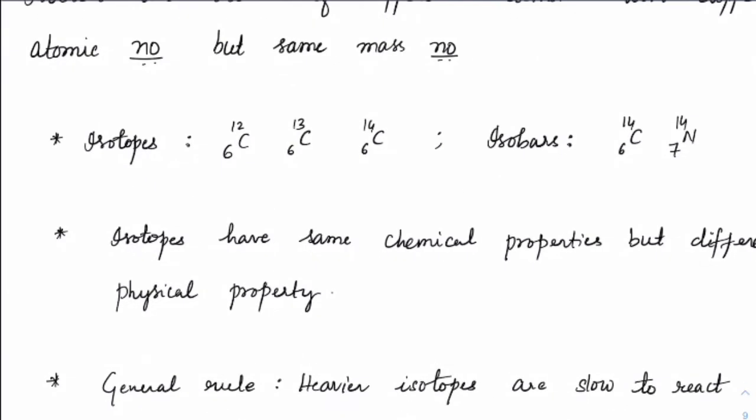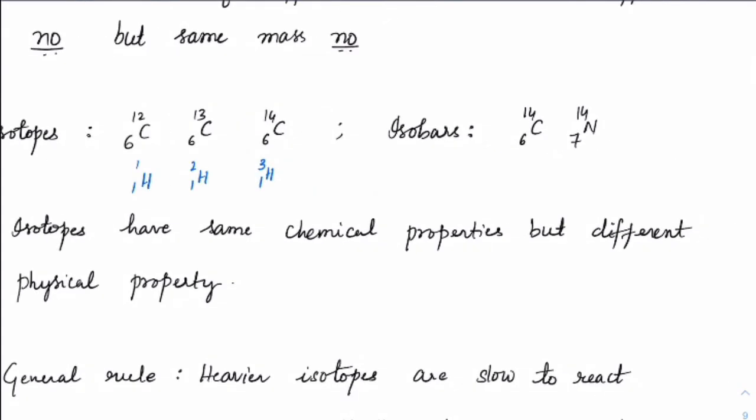For example, if you check out here, carbon 12, carbon 13, carbon 14. They have same atomic number but different mass number. These are isotopes. Similarly, hydrogen-1, which you call protium, hydrogen-2, deuterium, hydrogen-3, tritium. All these three are isotopes of each other. Isobars, having same mass number but different atomic number. So these two are mass numbers. Similarly, check out potassium-39 (atomic number 19), calcium-39 (atomic number 20). Right. So these two are also isobars of each other.